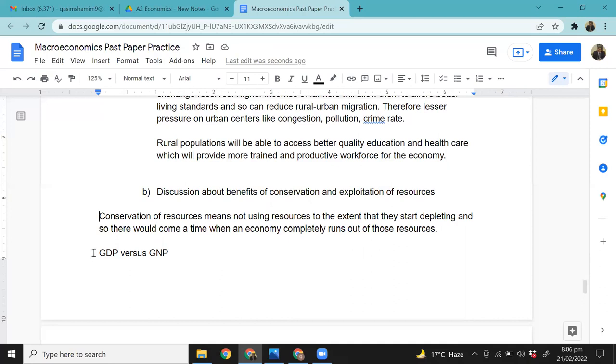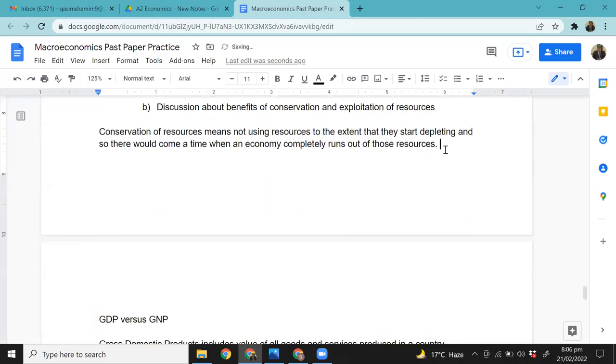Similarly, if you think about other resources, like coal or oil, if you are using your coal or oil reserves at a very fast rate, then you get to estimate that, let's say, in the coming 5 years or 10 years, you will run out of those, and so on and so forth, right? So that is what conservation means. It's basically the complete opposite of exploitation.